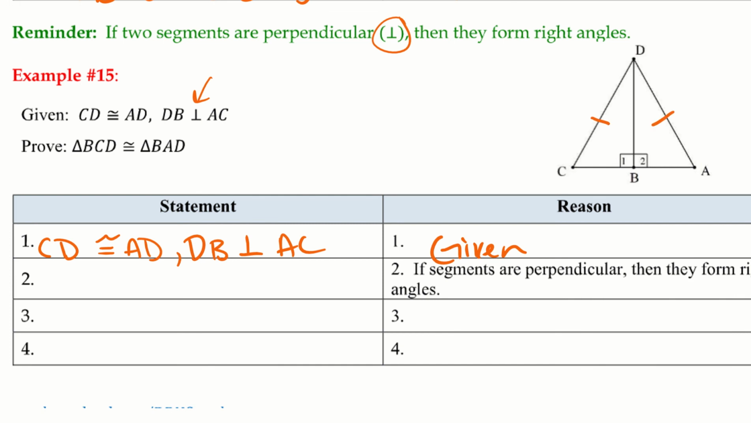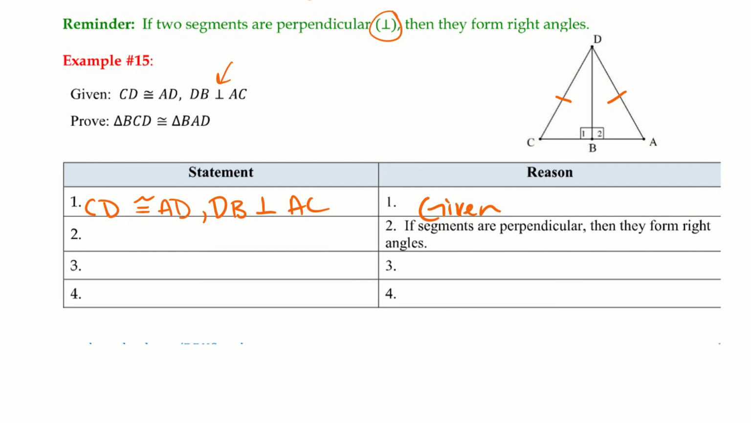Alright, and then the second reason is given to us again. If segments are perpendicular, then they form right angles. So I can say that angle CBD is congruent to angle ABD. This time we're just saying, well, they're right angles, so they're congruent with one another.